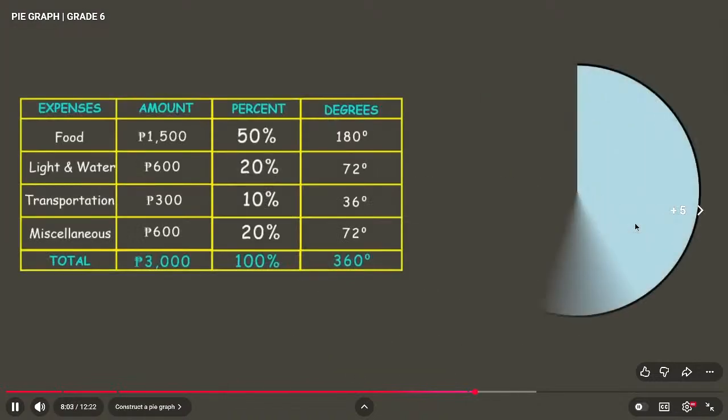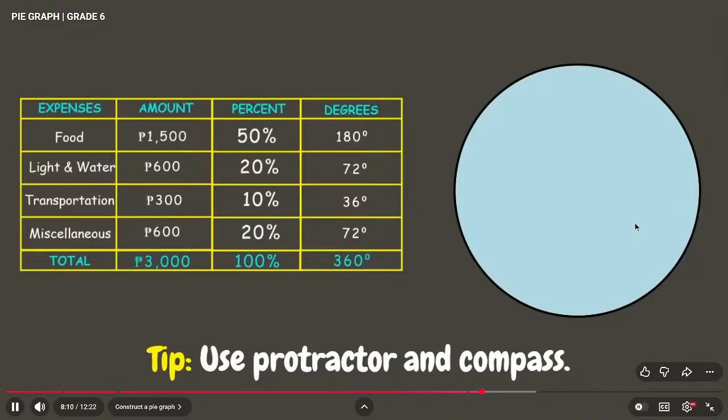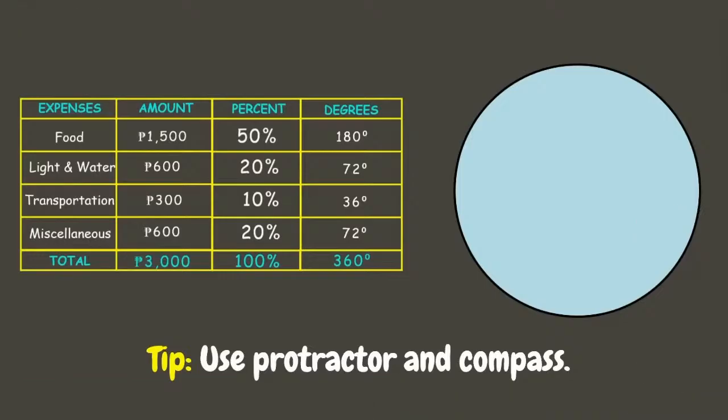Now we already have a circle. Divide the circle according to the degrees of each item. But we can also do some estimation if a protractor is not available. For example, we have 180 degrees for the food, which shows 50% of the whole. Since 50% means half, it simply means that we can already divide this circle into half. And this will be the part for the food.